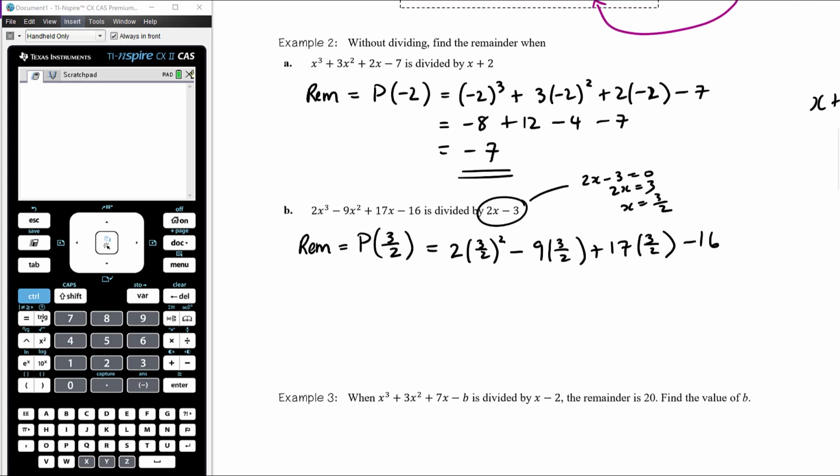Okay, so we've got 3 on 2 squared. Sorry, that's cubed, isn't it? Sorry, that should be a cubed. There should be a cubed on there. 3 on 2 cubed. So 3 cubed is 27 on 2 cubed, which is 8.